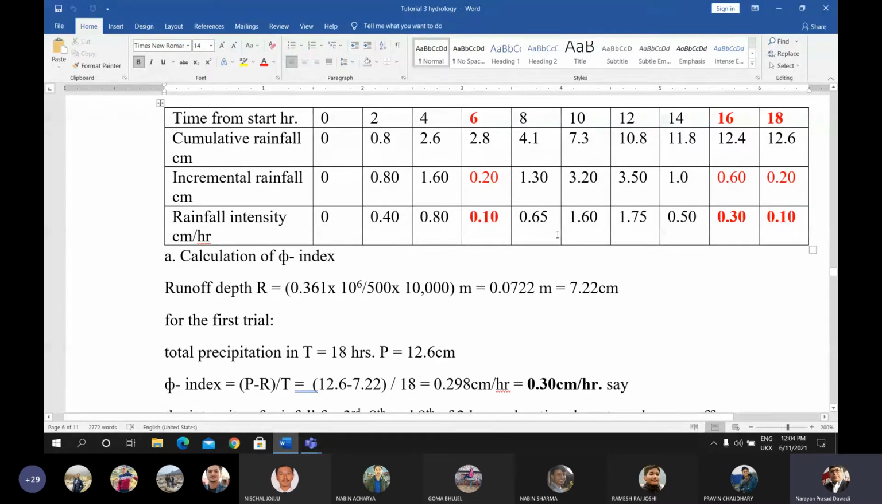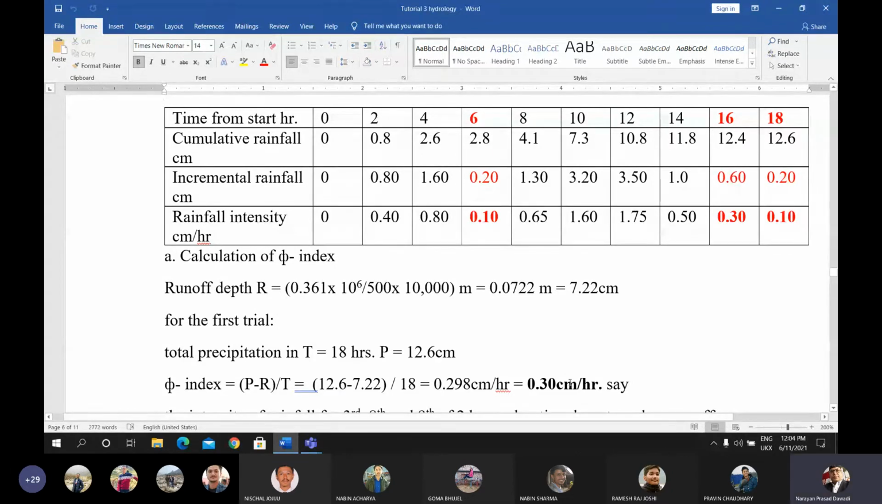Now for the 8th hour, the intensity of rainfall is 0.65, which is greater than 0.30. 1.6 is also greater than 0.30, 1.75 is also greater than 0.30, and 0.5 is also greater than 0.30. But in the 16th hour, you can look at the table: the intensity of rainfall is 0.30, and the phi index is also 0.30.